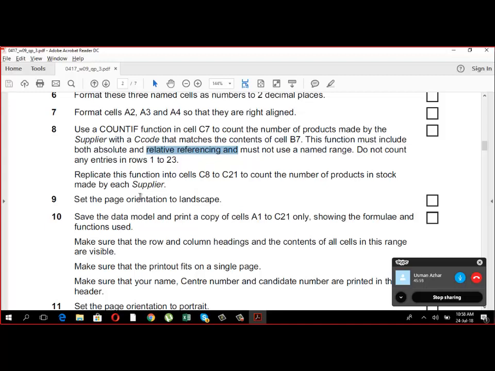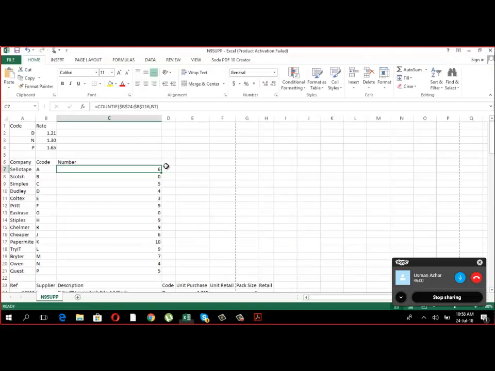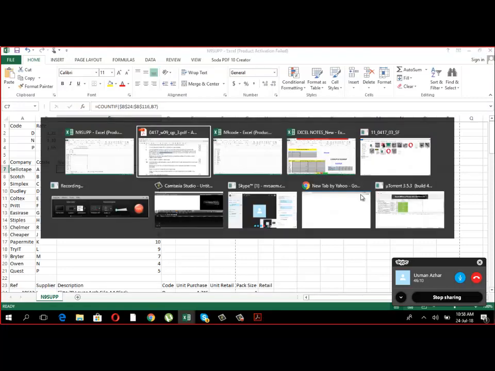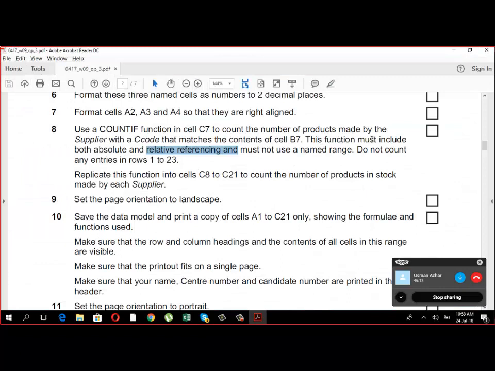B7 is relative. The range is absolute and B7 is relative. So he's saying now this function must include both absolute and relative references. Understand?